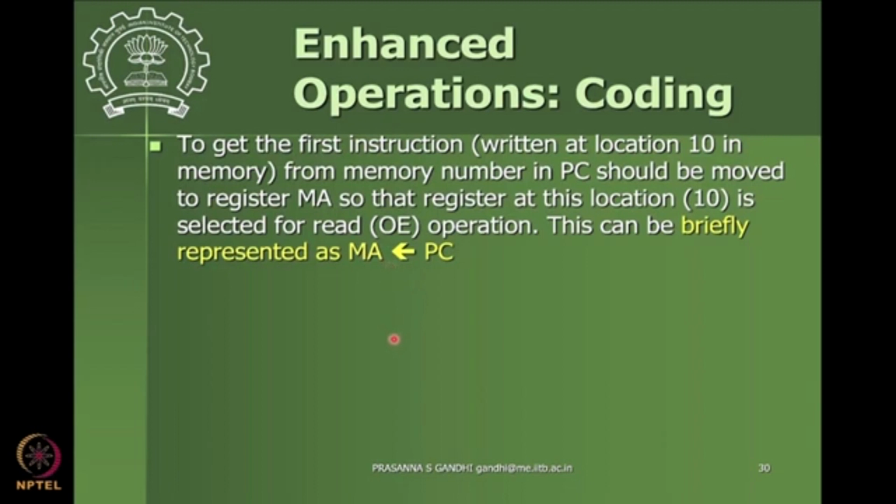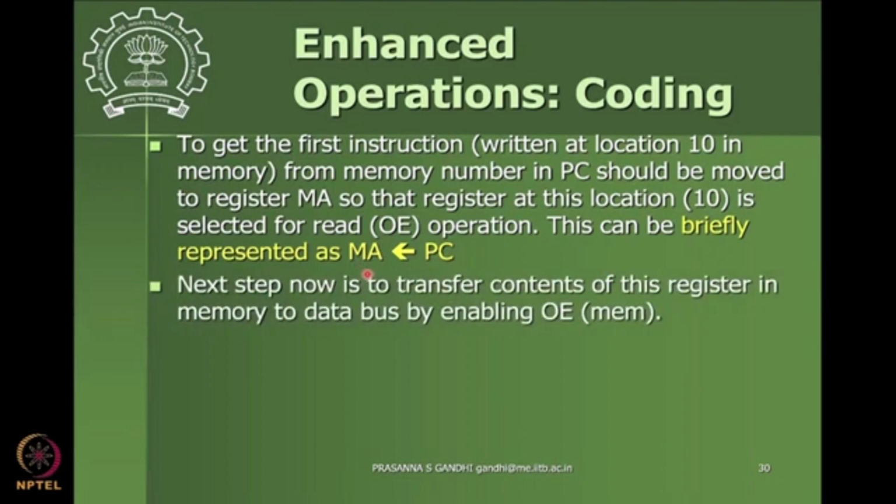Before, the way we said, some data held in an external location is to be transferred to memory. Now this is just a transfer from one register to another register. There is no memory involved here. So the program counter transfers some data to the memory address register.